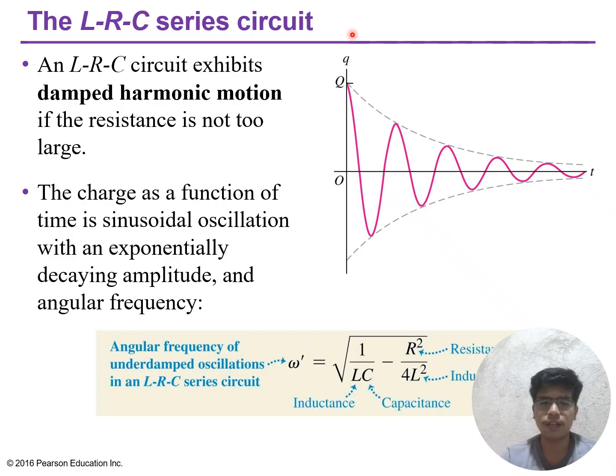The speed of this oscillation is described by the angular frequency. Omega prime equals the square root of 1 over LC minus R squared over 4L squared, as you can see there, showing that the resistance reduces the oscillation rate. This behavior is the same as a swing that slowly comes to rest due to air resistance, making the motion oscillatory but fading with time.